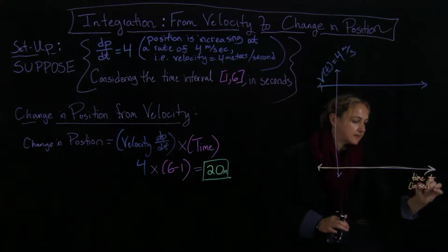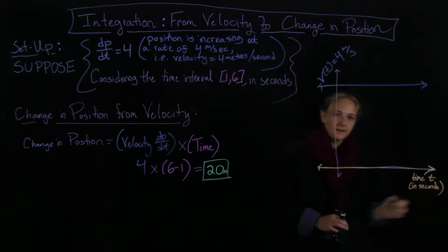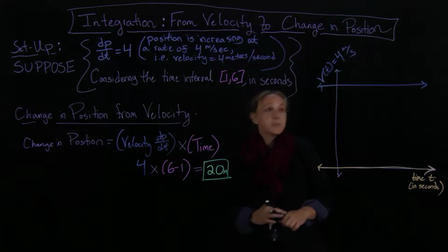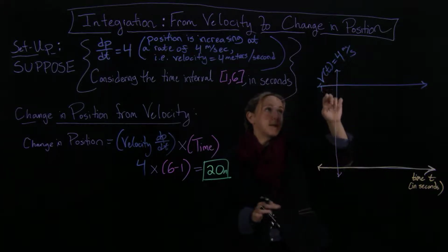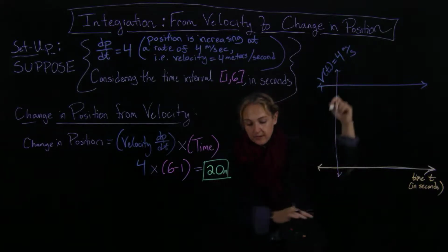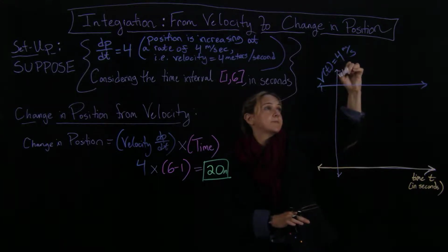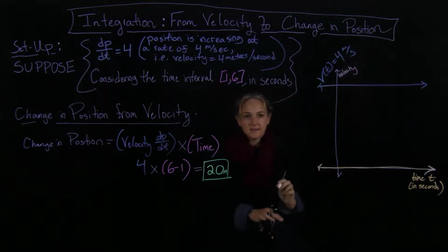Notice how I'm nicely labeling my axes. It's a kindness to the world, okay? This is the graph of this. You could think of this as actually, this is velocity, is that axis, okay?